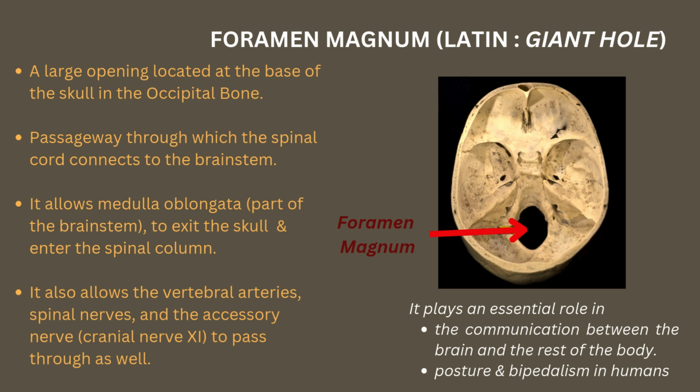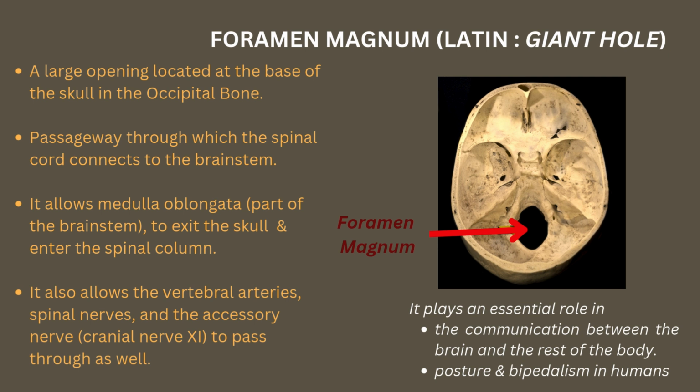Now, the position of this foramen magnum also has a significance. It has a significant implication for human posture and bipedalism. So, in humans, the foramen magnum is positioned more centrally at the base of the skull. So, this helps balance the head directly above the spine. And this position is a key anatomical feature of bipedalism, as it allows humans to walk upright on two legs with proper alignment of the head, spine, and body.